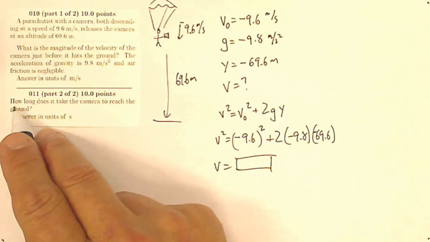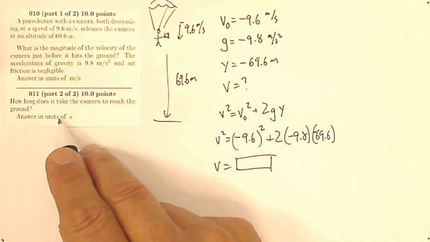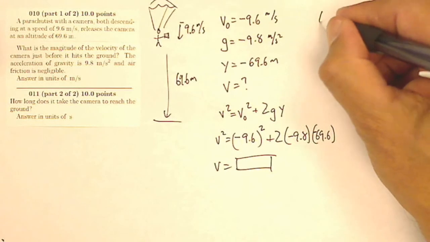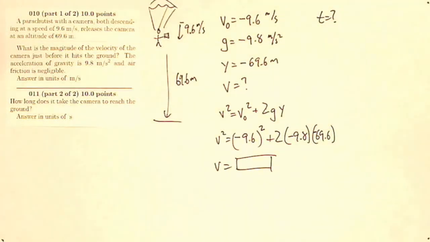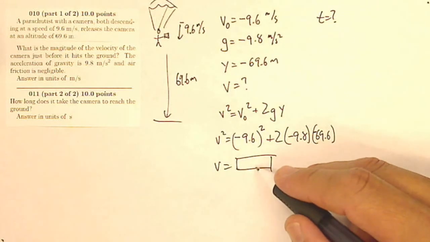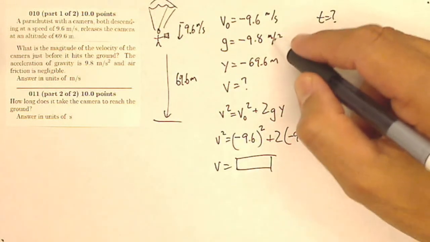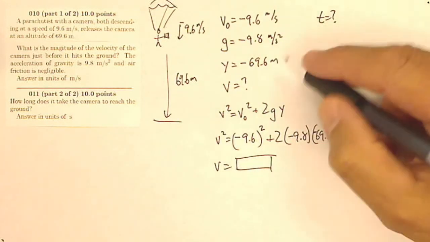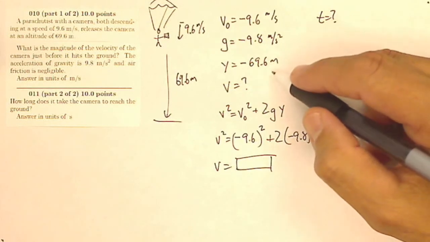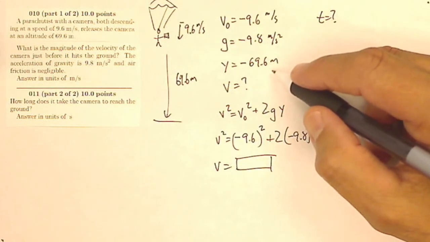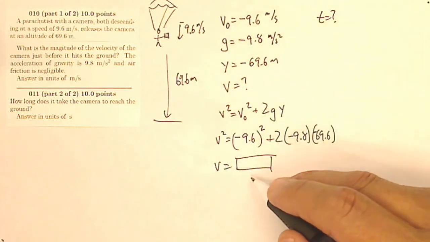The next question asks, how long does it take the camera to reach the ground? Well, now I'm looking for time. In order to get time out of this, I can pick any equation I want because now I have a final velocity. I have an initial velocity, an acceleration, a distance, and time. So why didn't I pick the equation without a final velocity? No, I'm not going to pick that one because that'll be a quadratic equation. So I am going to use the final velocity.